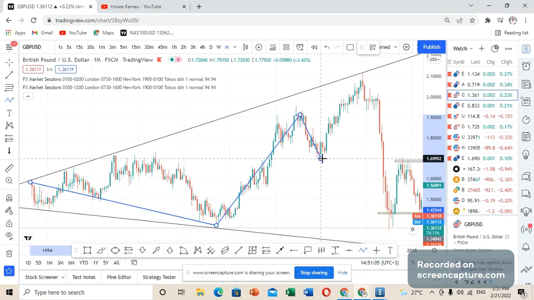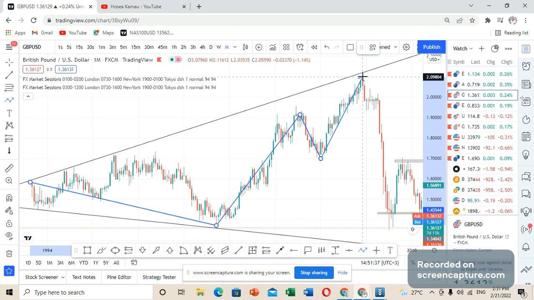You can see we had a touch to this particular level, which became a point of support. Previously it acted as a point of resistance. You can see these several touches: the first touch, the second touch, the third touch to this particular level that is here. And later on, when we had this breakout to the upside, the market came to a retest of this particular point because it previously acted as a point of resistance. And then we had a move toward the upside.